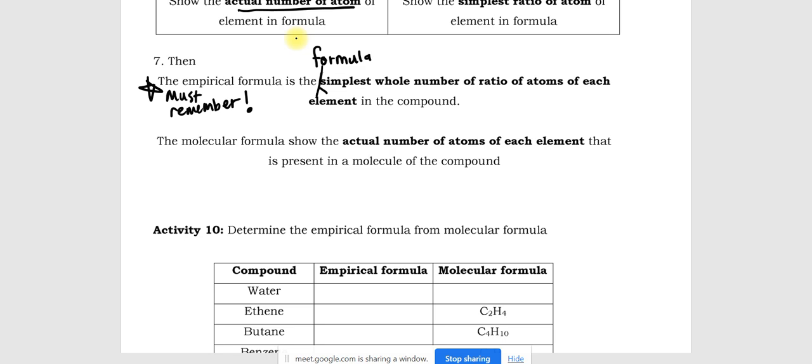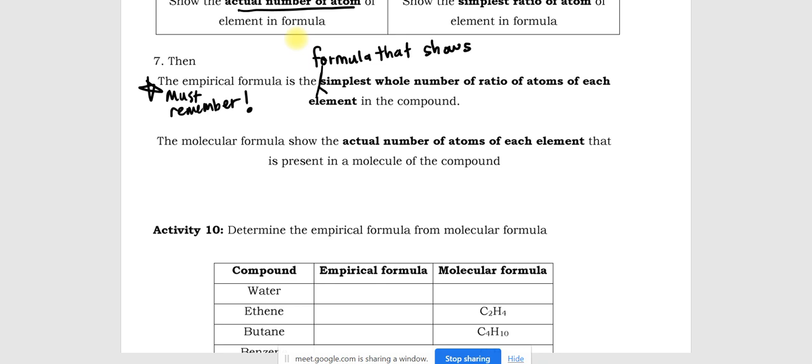Formula, I have put it down. The definition must always start like this: empirical formula is the formula that shows the simplest whole number ratio of atoms of each element in a compound. If even one word is missed, no marks. Okay, come again: empirical formula is the formula that shows the simplest whole number ratio of atoms of each element in a compound.